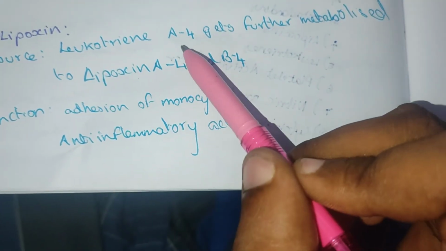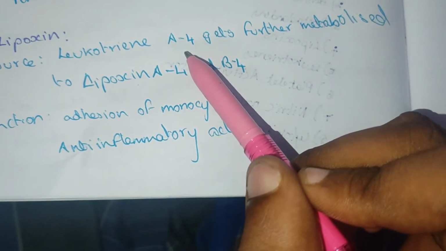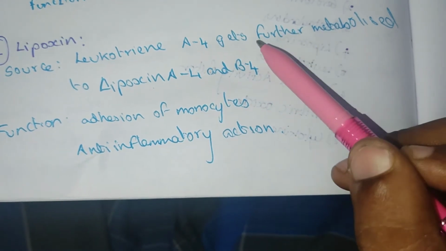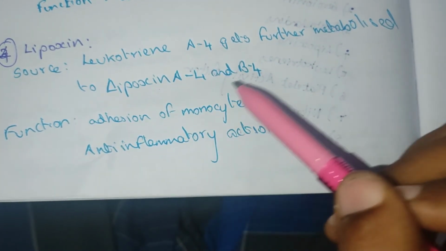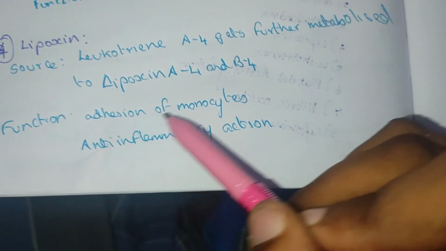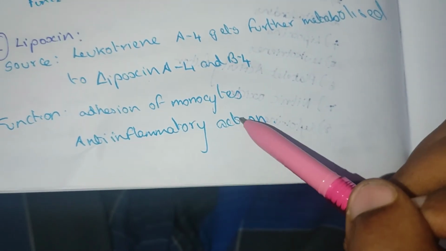Lipoxin: the source is leukotriene A4, which is further metabolized into lipoxin A4 and B4. The function is adhesion of the monocytes and anti-inflammatory action.